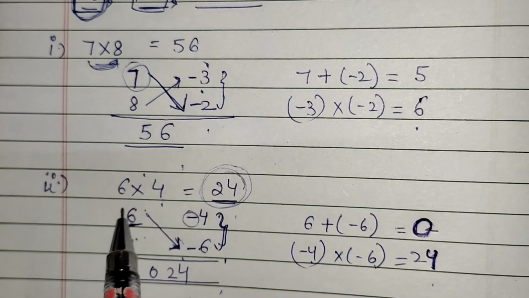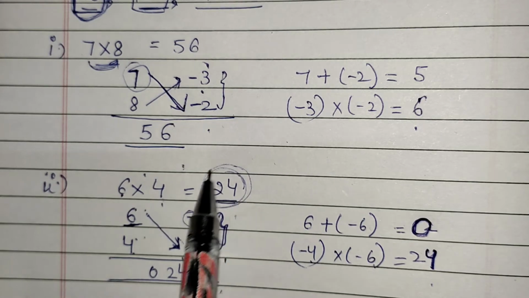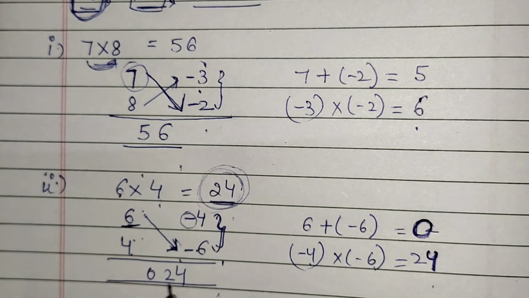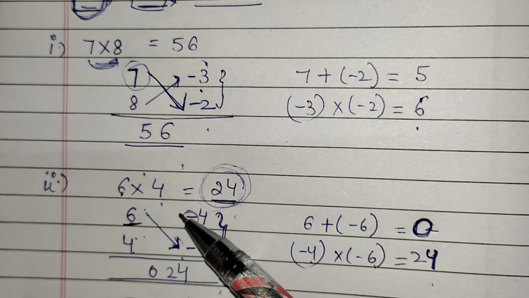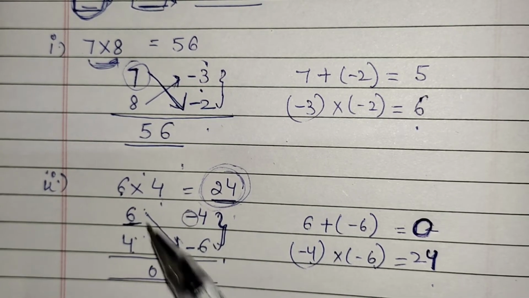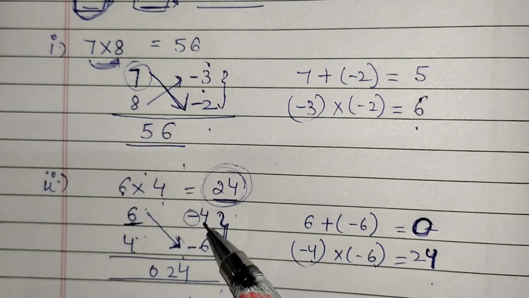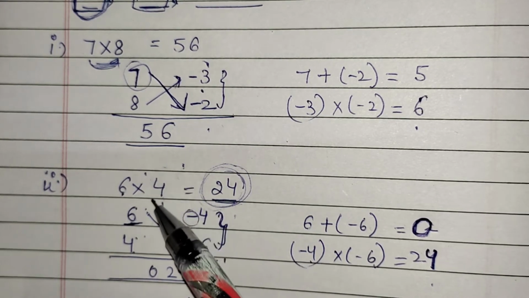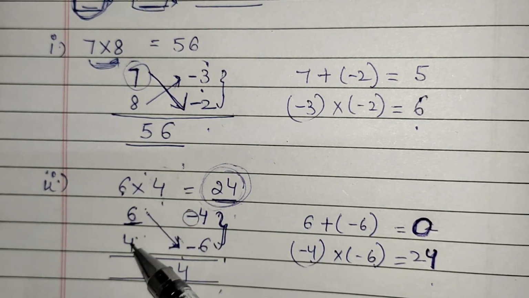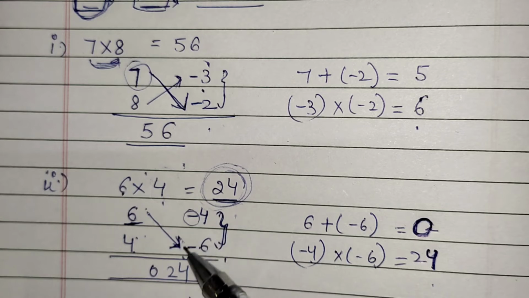Now let's start with another example, which is 6 into 4. You know the answer will be 24. Let us solve this example using our method, which will help us in longer calculations. 6 is how much lesser than 10? 6 is lesser than 10 by 4, so here we will write minus 4. Now take our second number, which is 4. 4 is how much lesser than 10? It is lesser than 10 by 6, so minus 6.